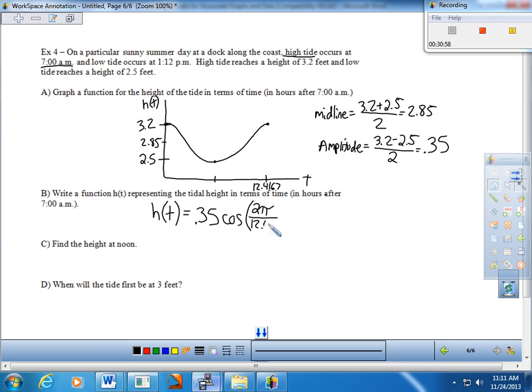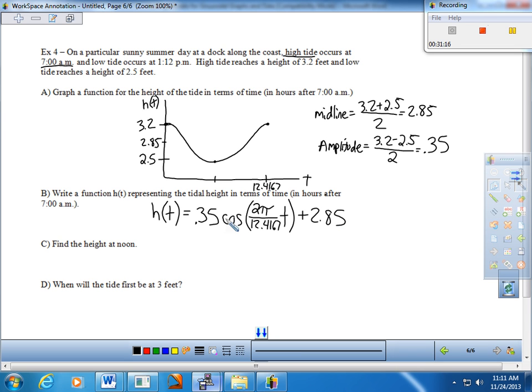If you want to go ahead and get a decimal on this, might not be a terrible idea, but that is essentially what the b value is, whatever 2 pi divided by 12.4167 is, times the independent variable, which is t, and then plus 2.85. Awesome. There is your model. Wow, that looks really good.